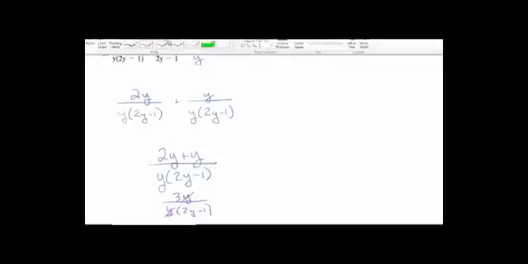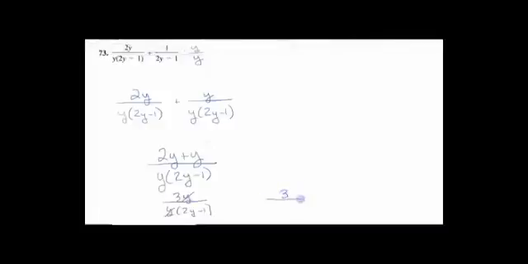Now that we have common denominators, I can go ahead and combine 2y plus y all over y(2y minus 1). 2y plus y is 3y all over y(2y minus 1). You can keep that in factored form, but you need to recognize we can cancel a factor here. So you'll want to make sure and do that. The y's cancel, and then we're left with 3 over 2y minus 1.